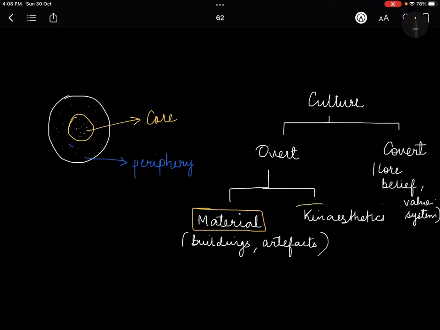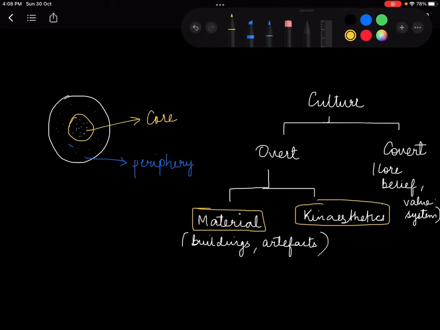And then the kinesthetics. In kinesthetics, you can say your behavior would make a part of the kinesthetics, right? So what would be in kinesthetics? Your behavior, even the behavior that is visible. For example, you are a calm person, or an aggressive person, a violent person. This kind of behavior which is visible at the superficial level was also made part of the overt culture. Overt means which is visible, right? In covert, he said, these would be the core value system.